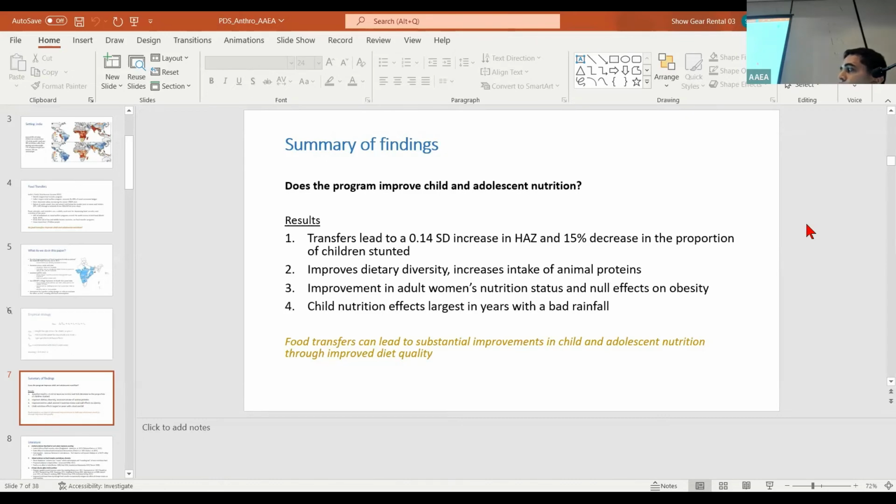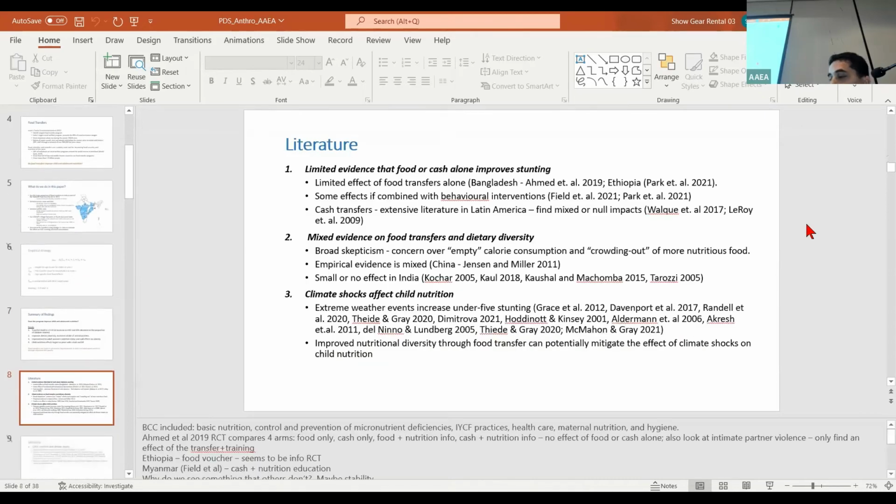And lastly, we also show that these effects are the largest in years with bad rainfall shocks. So the transfer seems to have larger effects during years with bad rainfall. So in all, we're showing that food transfers can lead to big improvements in child and adolescent nutrition through improved diet quality. I'm going to quickly go through these slides.